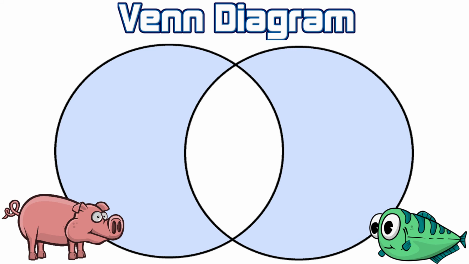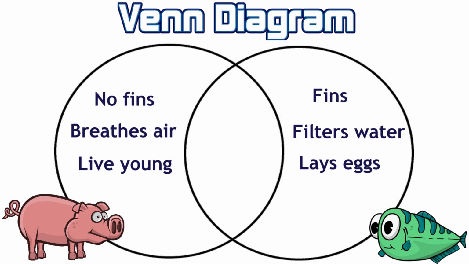Let's put our details about the pig and the fish on the Venn diagram. Remember, when making a comparison, you are noticing how things are alike. When you show contrast between two things, you are listing their differences.